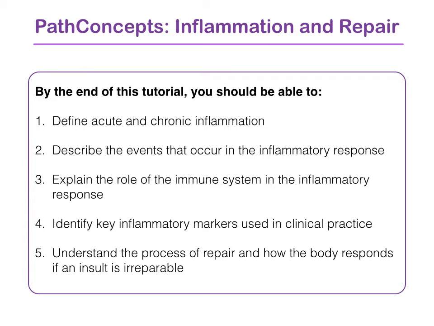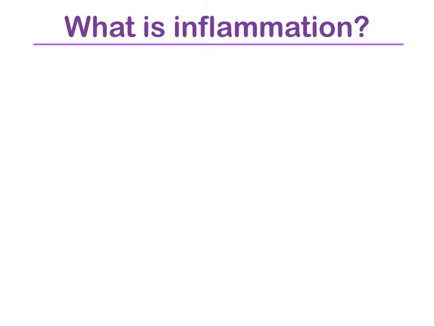So by the end of this, hopefully you'll be able to talk about acute and chronic inflammation with confidence, describe some of the events that happen, explain relatively briefly the role of the immune system in this process, and then identify some of the inflammatory markers that are actually used in clinical practice. And then finally we'll talk about the process of repair and what happens when there's some sort of persistent problem. So what is inflammation?